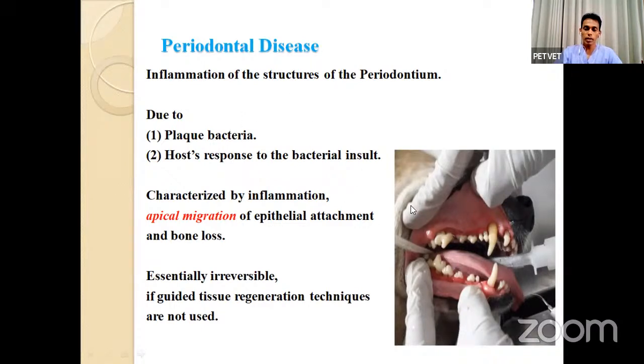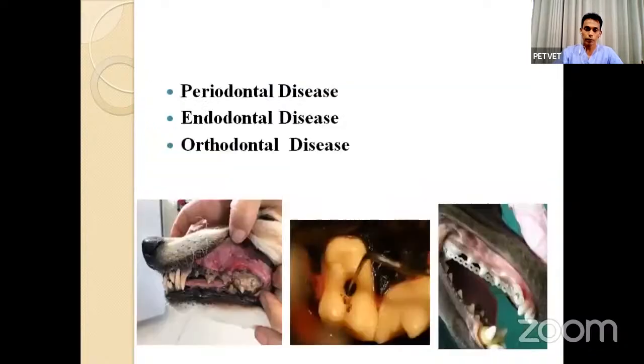So periodontal disease, the culprit is the plaque bacteria and the host response to the bacteria. And when it happens here, there's a thing called apical migration of the attachment of the tooth, and then there's attachment loss. Now there's a significant attachment loss here, which is permanent damage. Sometimes up to a certain degree of damage, you can regenerate by guided tissue regeneration techniques.